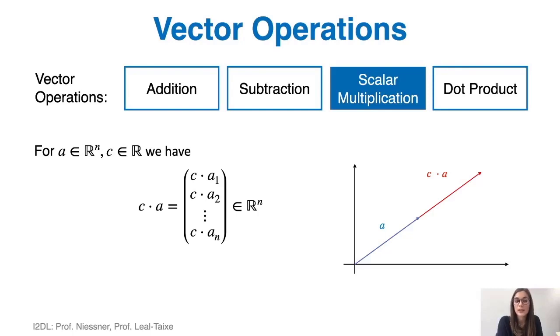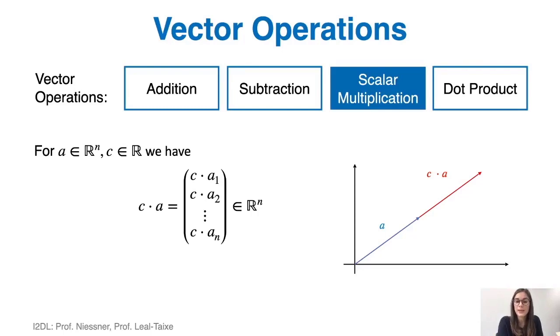So the scalar multiplication is defined by C times A, and is given by the vector where each component, or each element in the vector A, is multiplied by this scalar C. So the first element in our vector C times A is given by C times A1, and the last element is given by C times AN. And the result of scalar multiplication of a scalar with a vector in Rn is again an element in Rn.